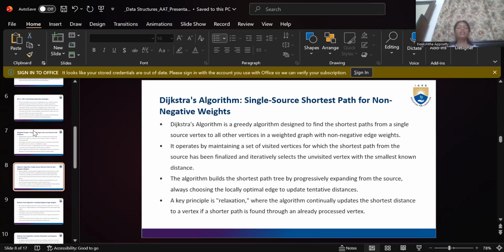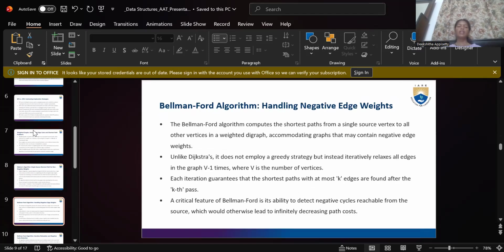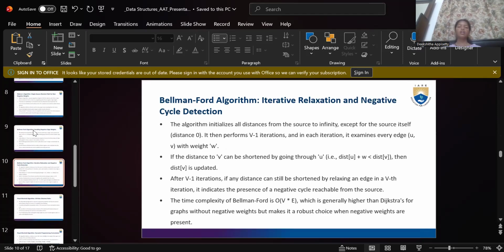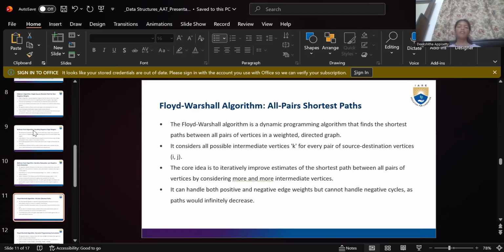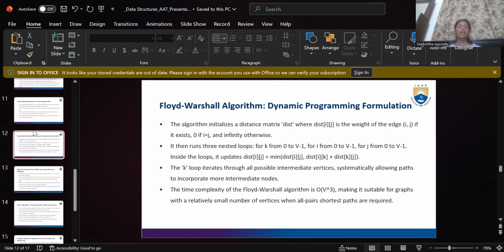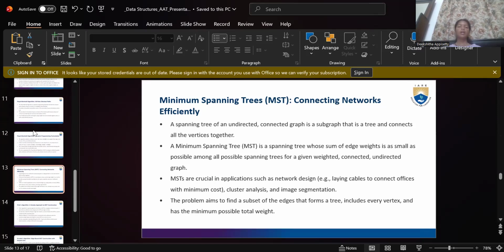Here we have different types of algorithms. This is Dijkstra's algorithm, and then we have the Bellman-Ford algorithm, and then we have the Floyd-Warshall algorithm. And then here is the concept of minimum spanning tree, connecting networks efficiently.